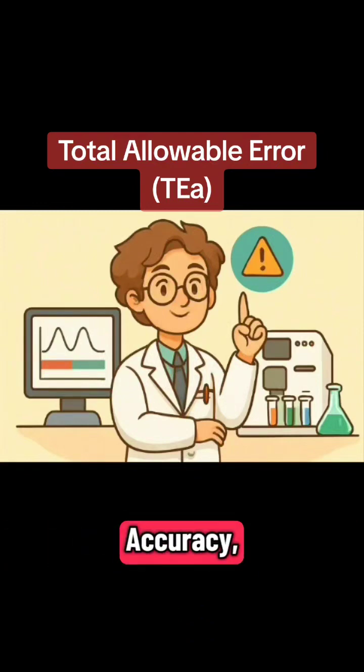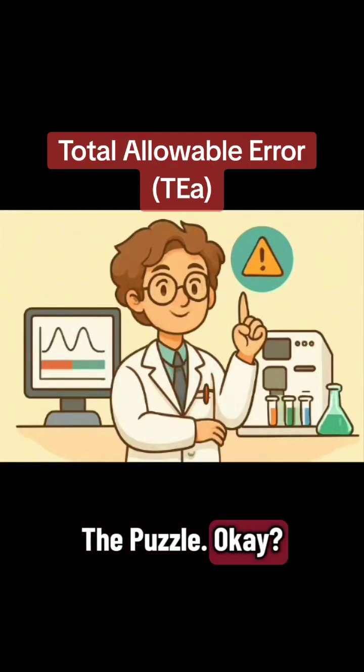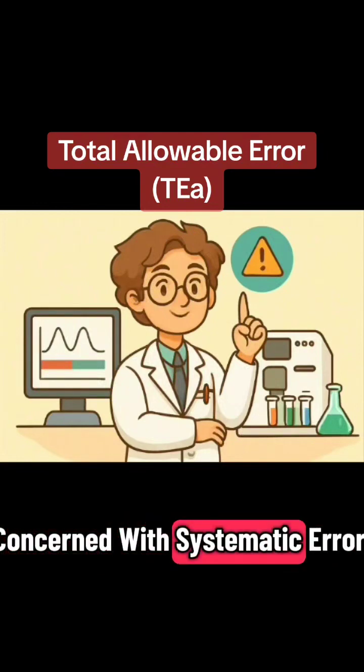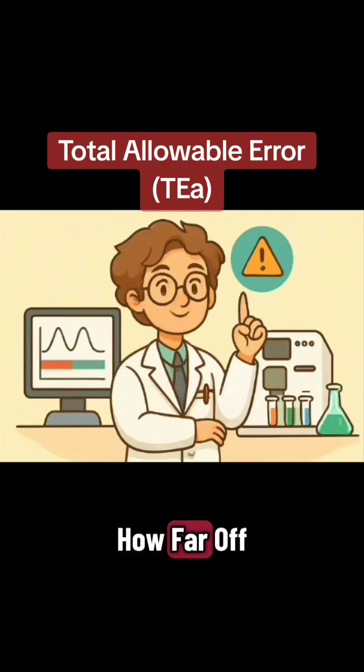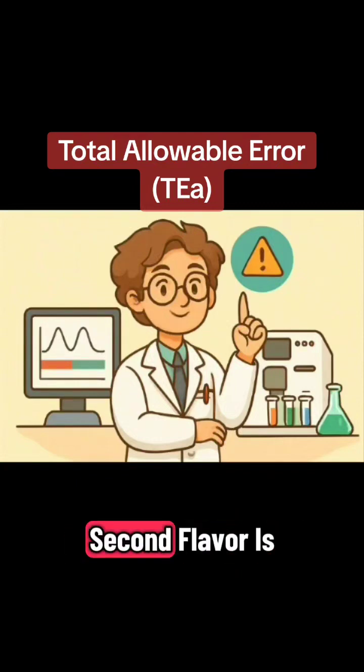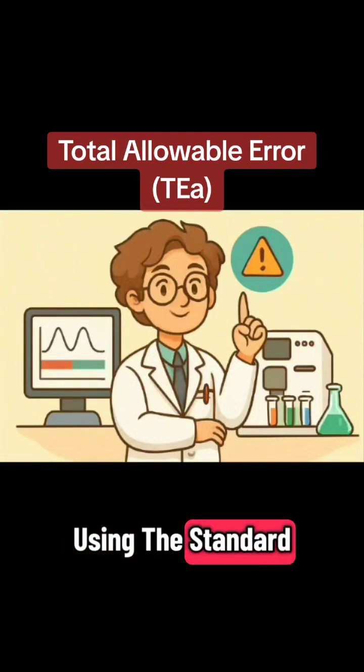It's because simple accuracy only looks at one piece of the puzzle. Okay. Accuracy is generally concerned with systematic error, which we call bias, right? How far off your average measurement is from the true correct value. But in the real world, error comes in 2 flavors, and TEa forces you to account for both. And the second flavor is? The second flavor is random error. We measure that using the standard deviation, or SD.